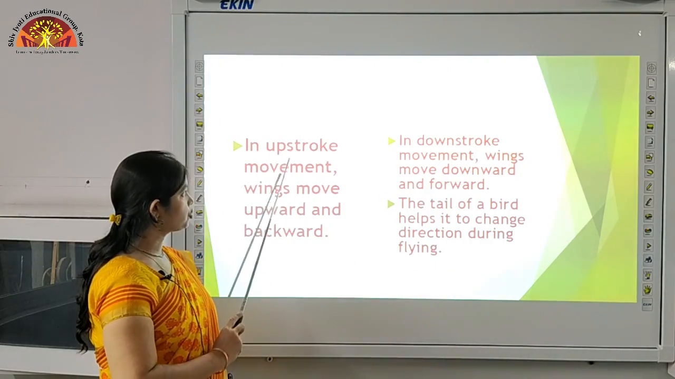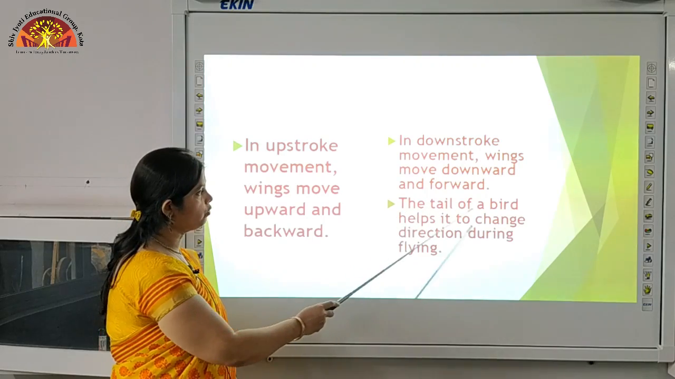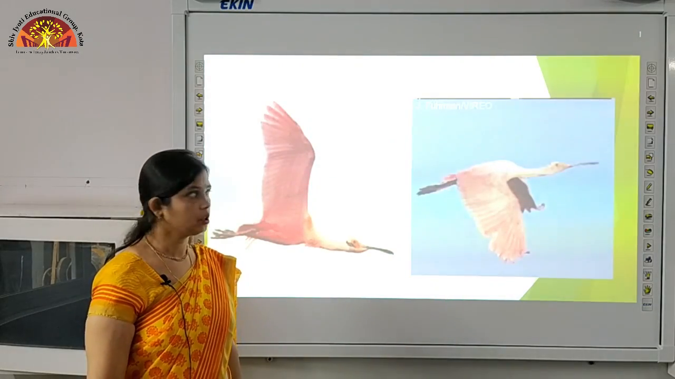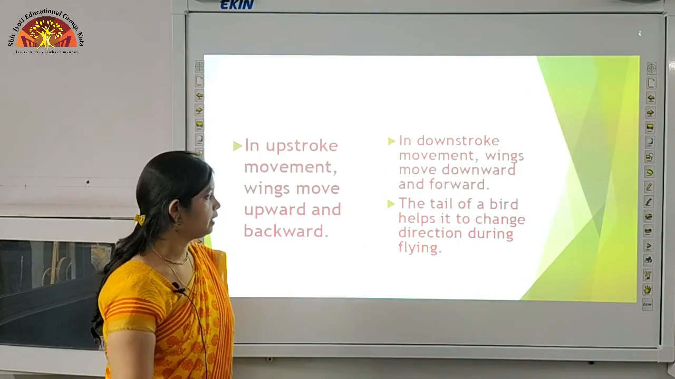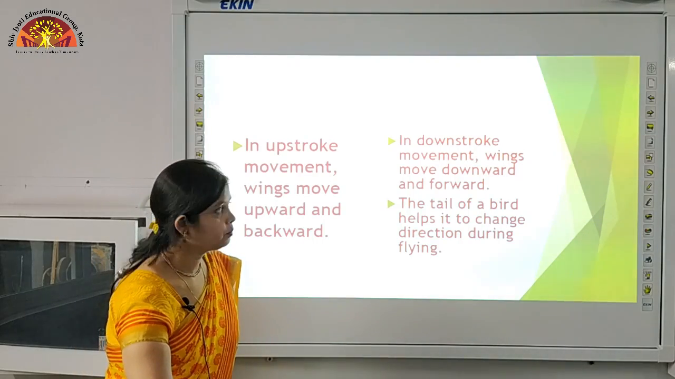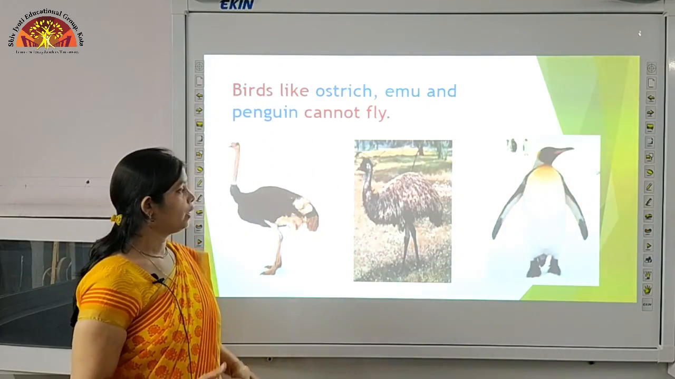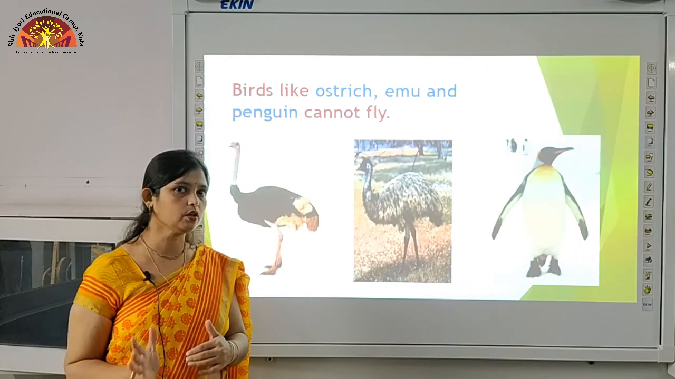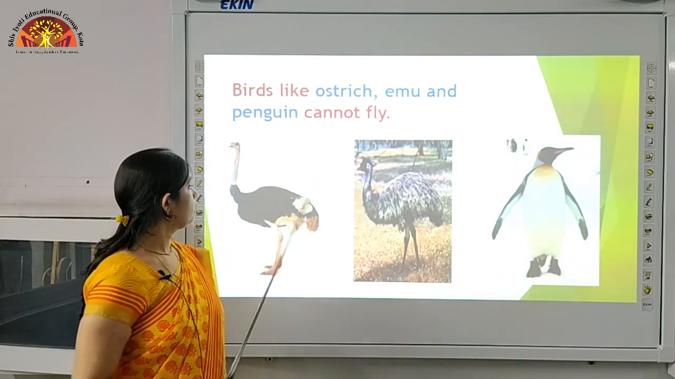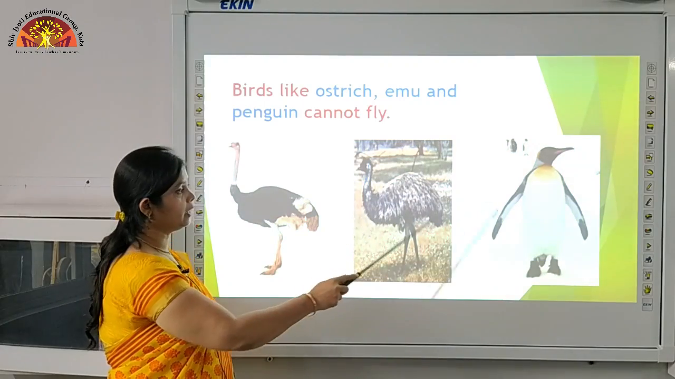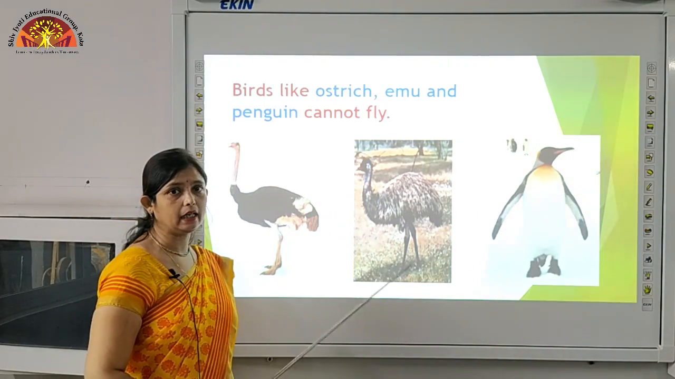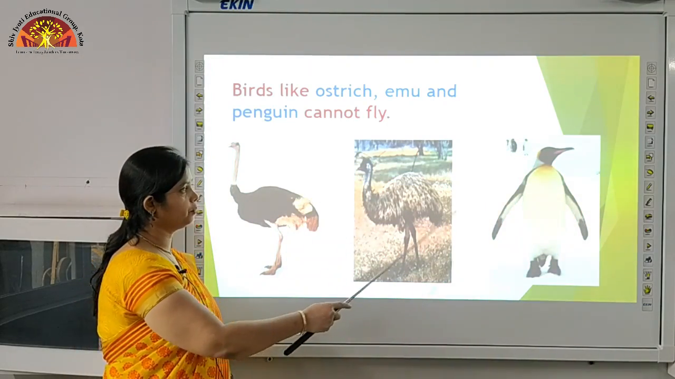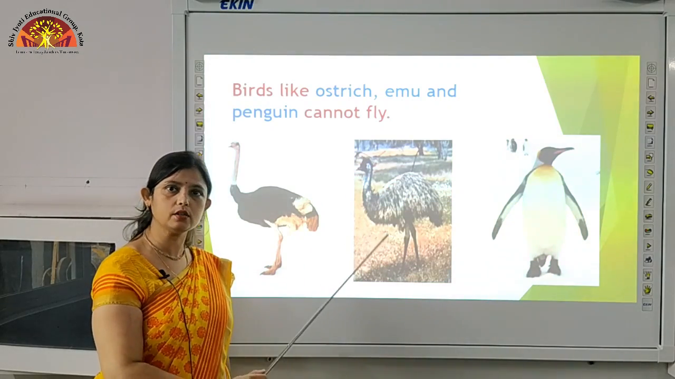Now, besides this upstroke and downstroke movement, the tail of a bird helps it to change direction during flying. Whenever they want to change their direction during their flight, they use their tail. Now we come to the next, a very important and interesting thing to know: all birds cannot fly. Some birds like ostrich, emu and penguins are very bulky, very large in size, so they cannot fly. These three are the birds which are called flightless, meaning they cannot fly.